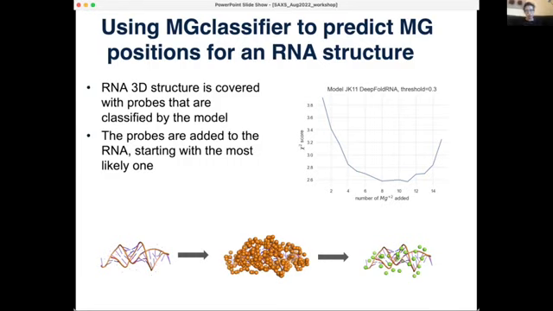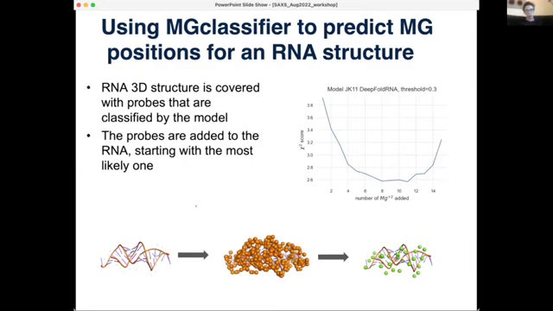To add the probes that are predicted by the network to RNA, we can use a SAXS profile. So we start by adding single ions, and we check how well it fits the SAXS data. This is chi-square score, and this is the number of magnesium ions that we added. And you can see that the score improves up till it reaches some optimal number of ions, and then it sort of goes up again.